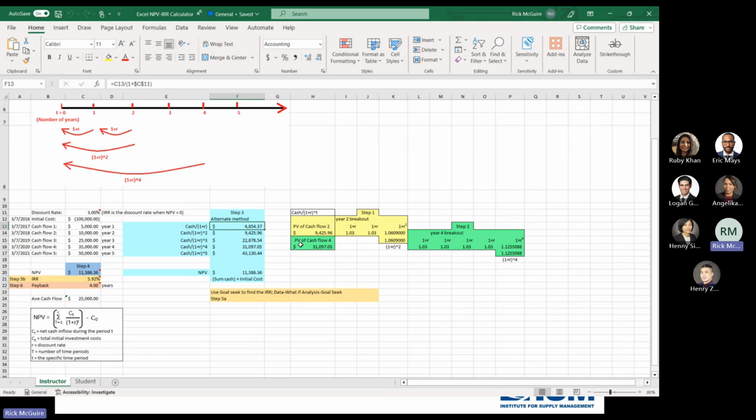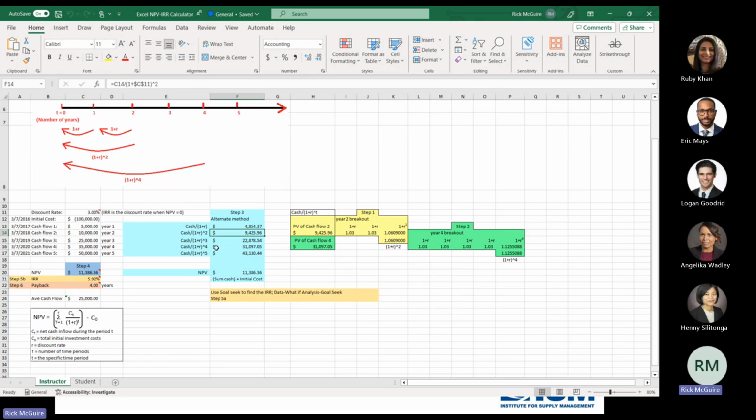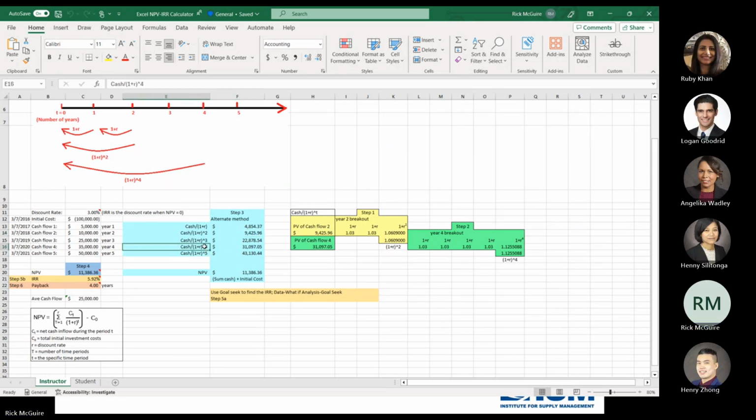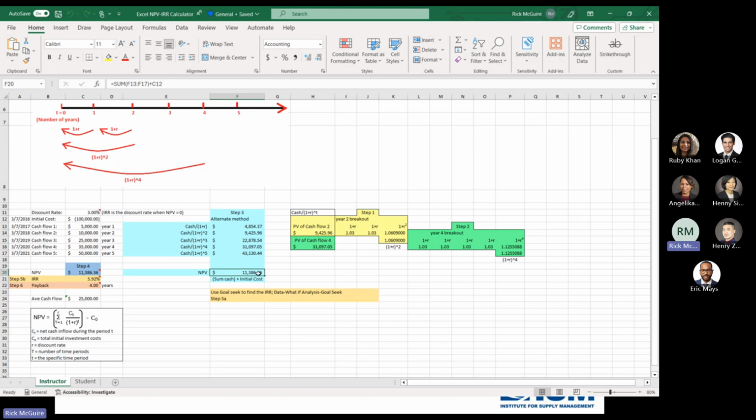So 1 plus R, so 1.03, will give you 4,800. And then in year 2, you do 1.03 squared, and you divide that cash by that, and you get that. And then you cube it, and you quadruple it, and quintuple it, and whatever. And that's how the formula does, and it just adds them all up. And you come up with 11,386.